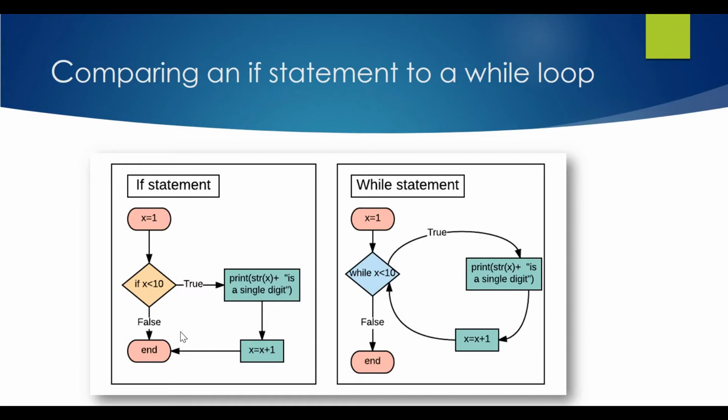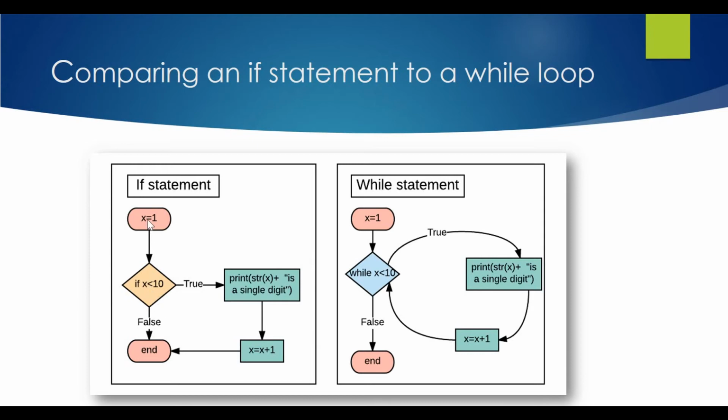And then with the if statement, that's simply going to end at the same place if x was less than 10. With the while statement, though, we're going to start off with x equals 1, check if x is less than 10. If that's true, we're going to print string x is a single digit, add x equals x plus 1, go back, and check the condition. If that's still true, we're going to do the same code block again, and we're going to continue in this loop until this condition is false.